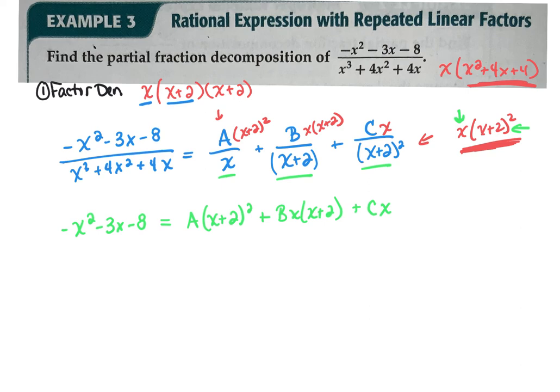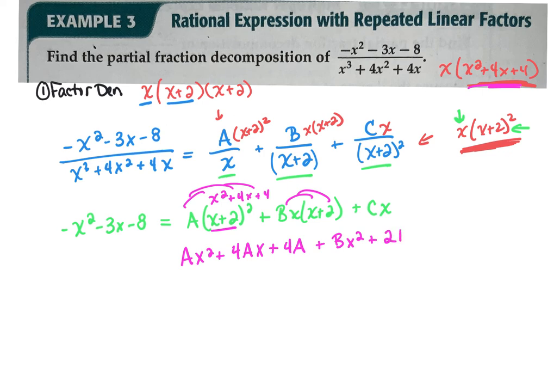Now when I simplify, this is FOILed. So this becomes x squared plus 4x plus 4, right? We know this because that's what that was, okay? So I need to distribute an a to all of those. So this is ax squared plus 4ax plus 4a, okay? Distribute the b. Well, that's going to be bx squared plus 2bx, all right? And then the c doesn't do anything, cx, okay? And that equals this guy.